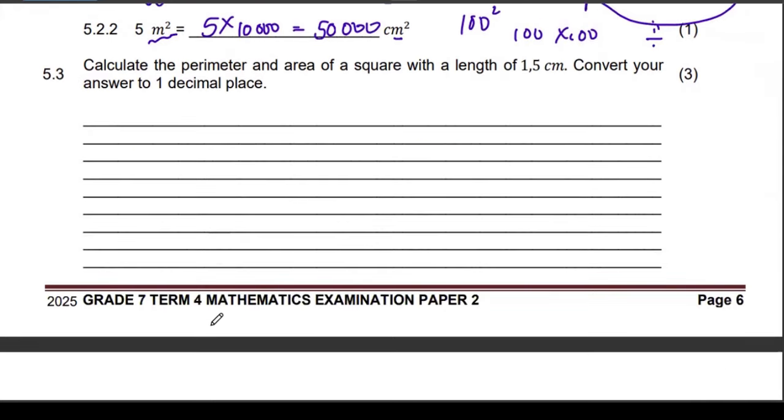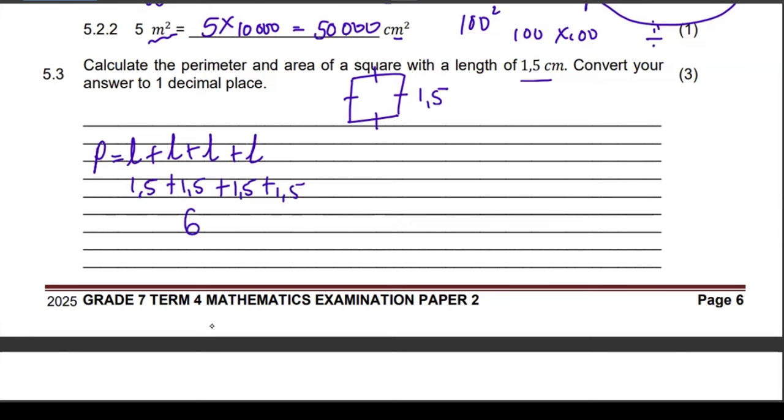5.4. Calculate the perimeter and the area of a square that's having this length. Convert your answer to 1 decimal place. So if this is our square, all the sides are equal. If that's 1,5, we know that perimeter is length plus length plus length plus length, or just 4 times 1 length. So 1,5 plus 1,5 plus another 1,5 plus another 1,5. So this gives me 6 centimeters.